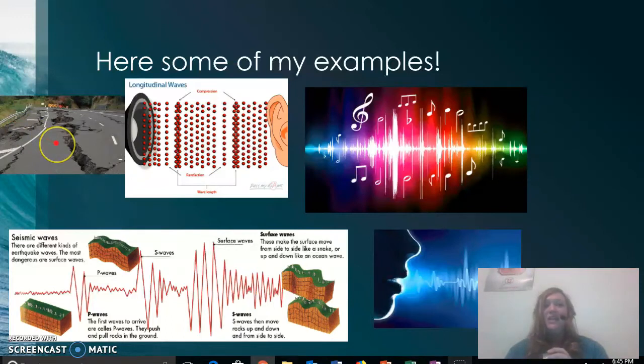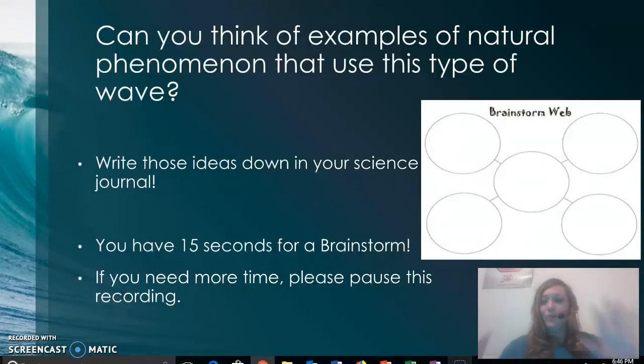Another thing that's really cool is earthquakes. The ground will stretch, which is why you see a crack, and then it will smush back in, and that's why the road popped up. So earthquakes are compression or longitudinal waves. Pretty cool, huh?